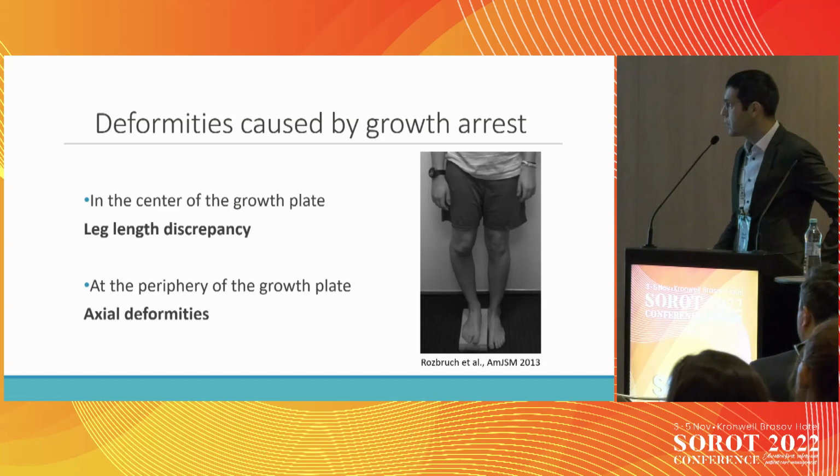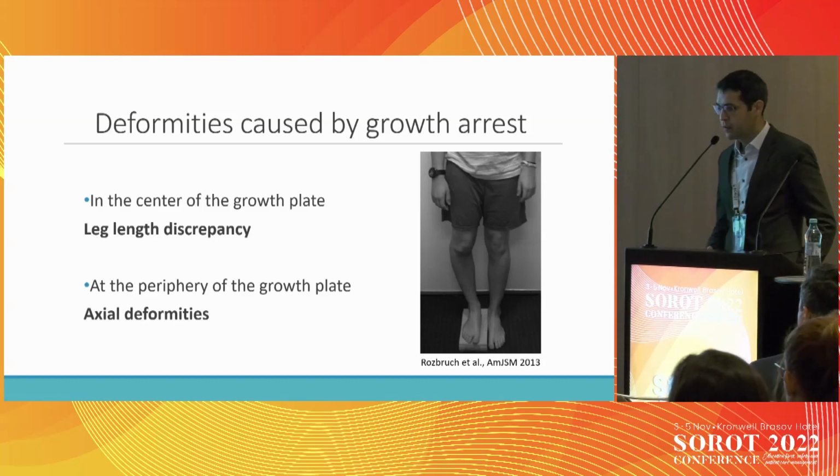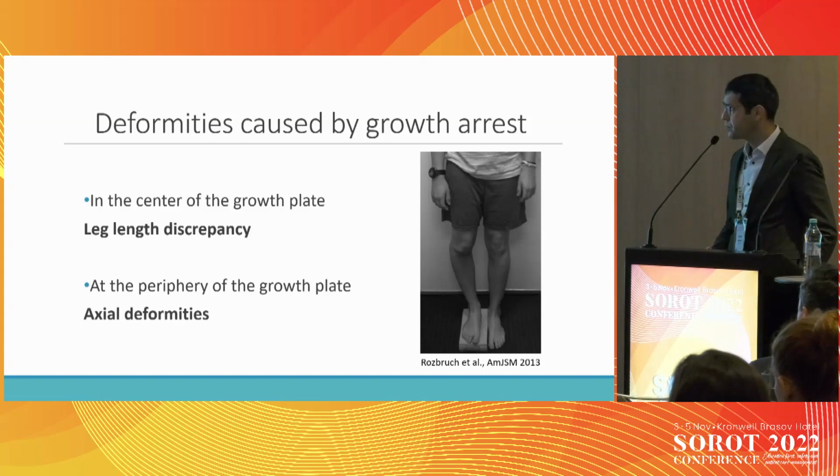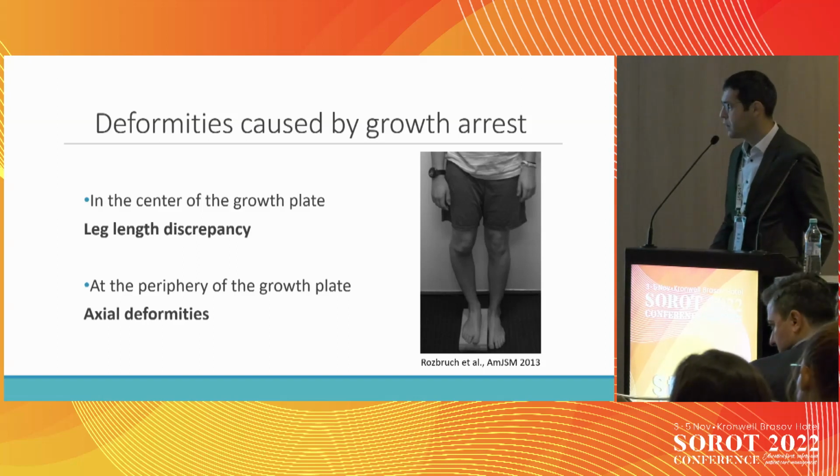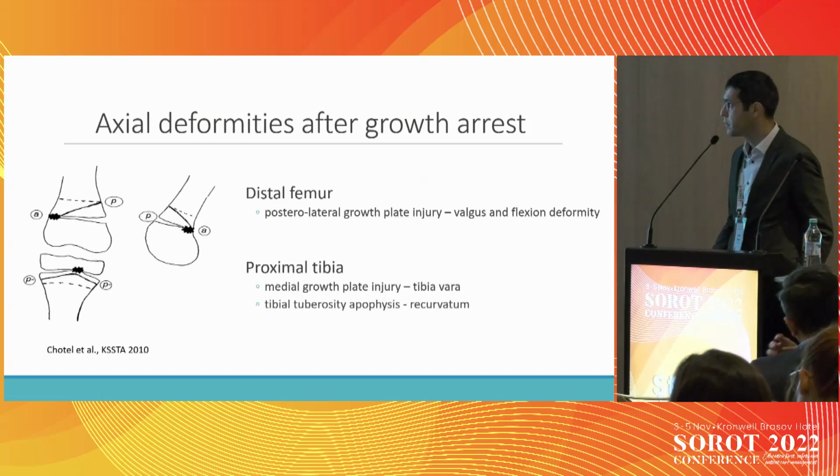And what type of deformities do we have when a growth arrest happens? We may encounter the leg length discrepancy, in the situation in which the lesion is situated in the center of the growth plate, or we may also encounter axial deformities in case of a lesion located at the periphery of the growth plate.